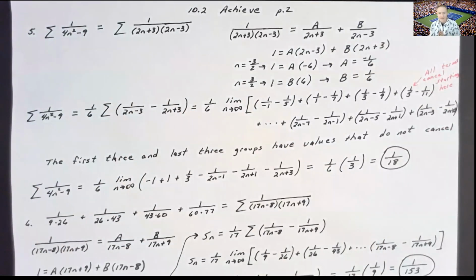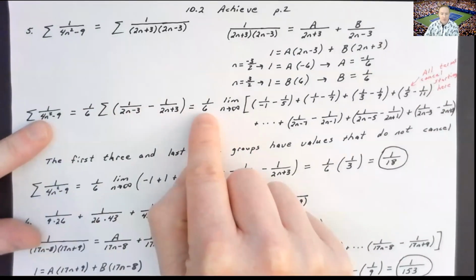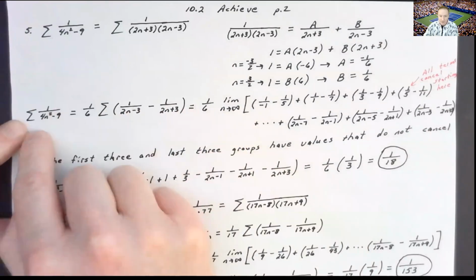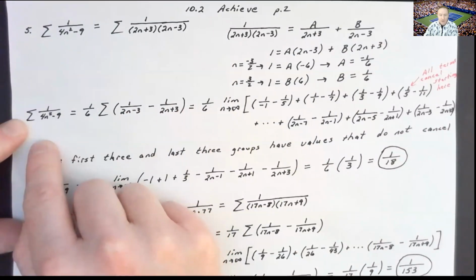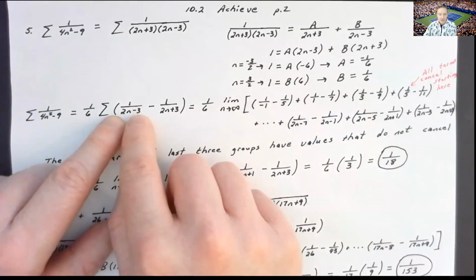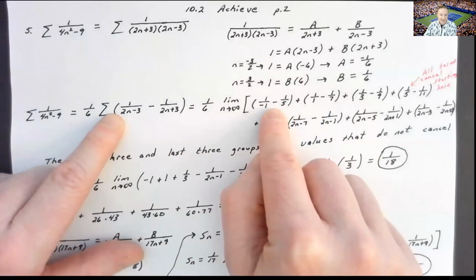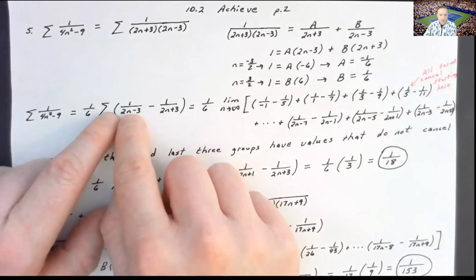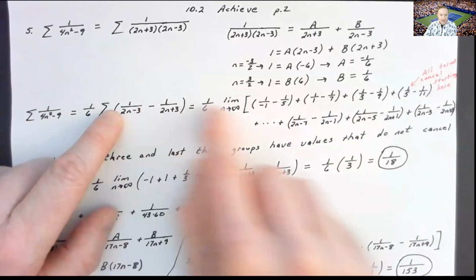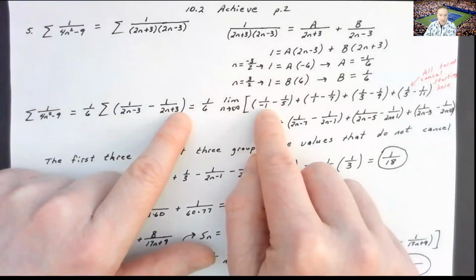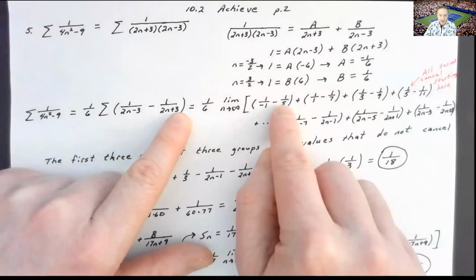Now, I can say, all right, I've factored that 1/6 out. I'll have the limit as n approaches infinity, because again, remember, this summation is from n equal to 1 all the way to infinity. So I need to think about what each of these terms are going to be. So the first thing I do is I say, well, let's plug in what happens when n is 1. If n is 1, you're going to have 1 over 2 minus 3. That's 1 over negative 1. That's that term. Minus 1 over 2 times 1 plus 3. That's going to be 1/5. So I have negative 1 minus 1/5.